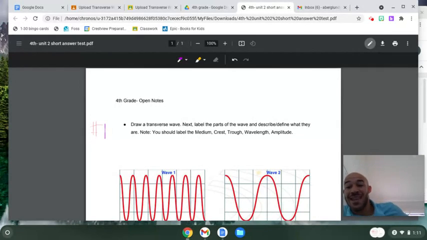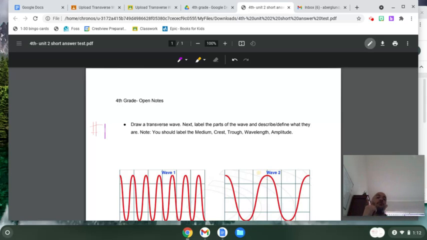Once you have your journal and your supplies out, please open to the next blank page and put today's date, which is, I don't know what it is, because if you're watching this, I am not there. So please put the date at the top. And then the title of this page is going to be Waves and Light Test Part 2.